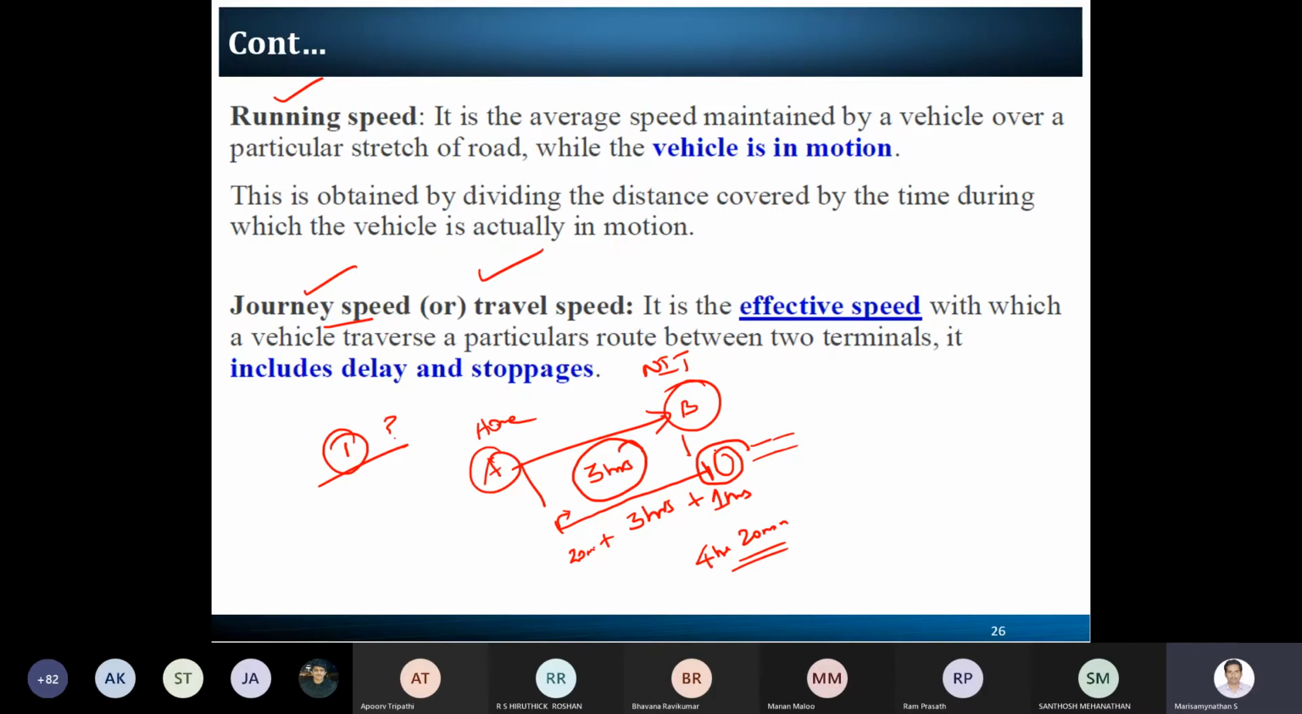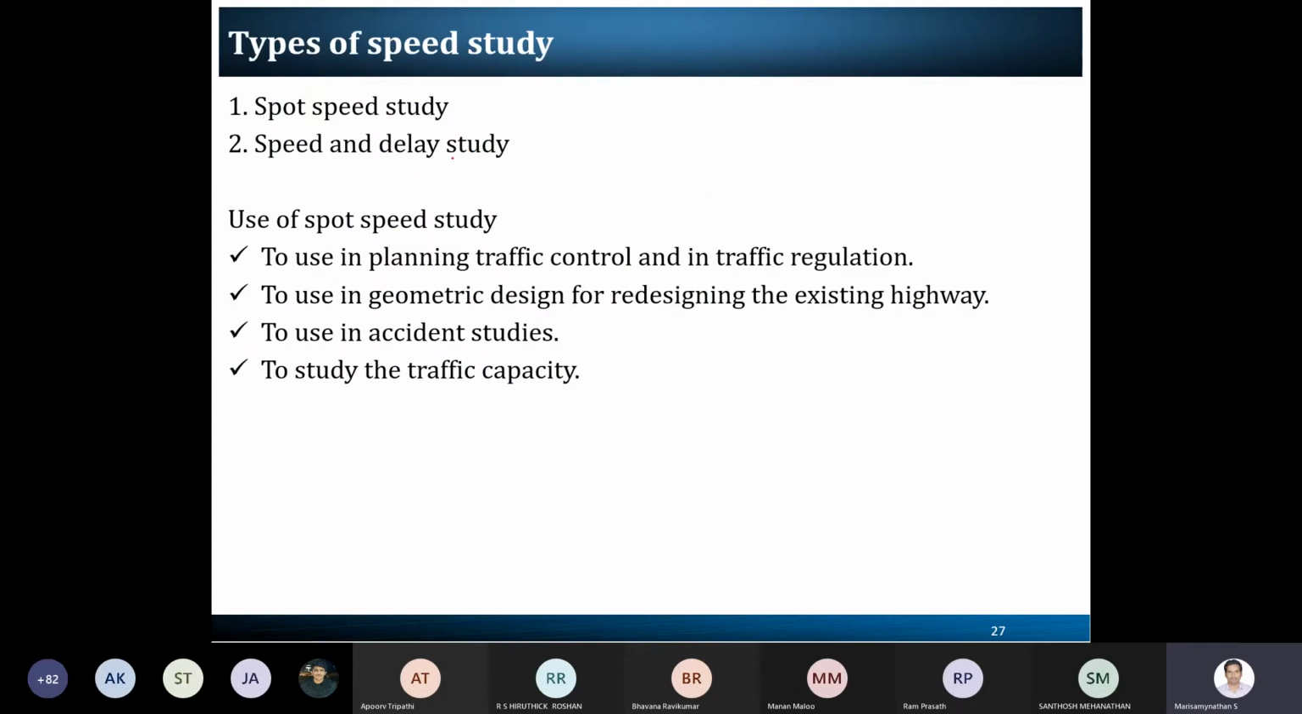And all the speeds, as we know how we define them, might be in kilometer per hour, miles per hour, meter per hour, or meter per second. Any unit with respect to space and time, we can define the value for the speed. And the speed is basically measured as spot speed, as we discussed previously. Then the speed and delay study, which we will be studying in the next slide.